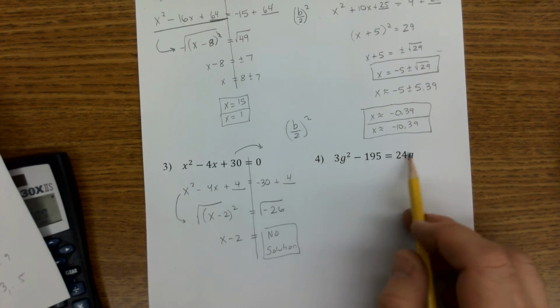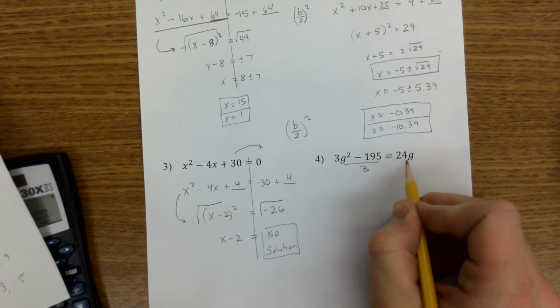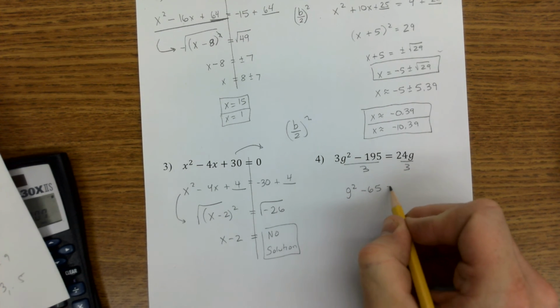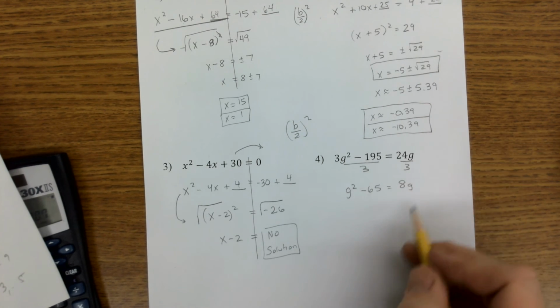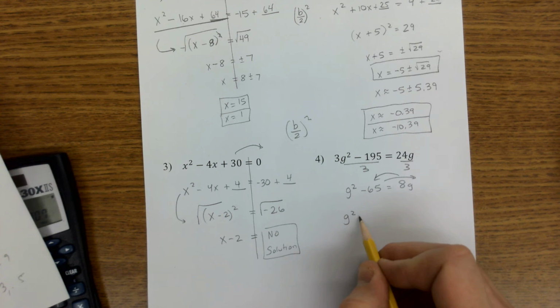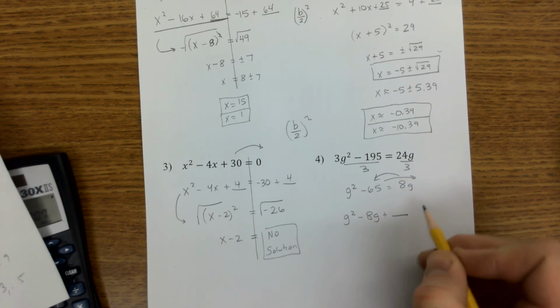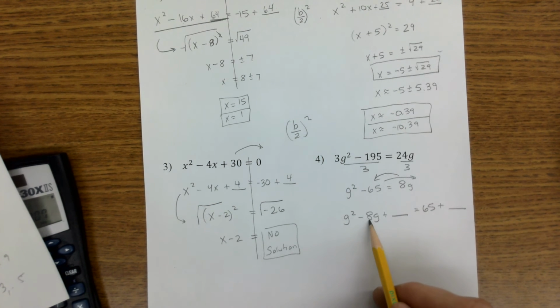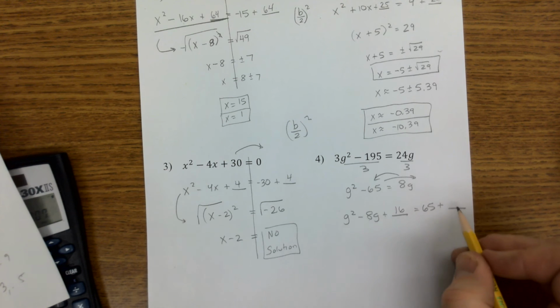Well, let's divide everything by 3. If I divide both sides by 3, that's going to give me smaller numbers to work with. You always want to take advantage of that. Now let's line up everything. This goes over here and that goes over there. So we have g squared minus 8g plus something is 65 plus something. All right, what is this? 8 divided by 2 is 4, squared is 16.